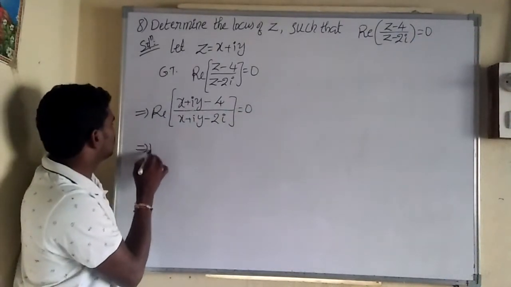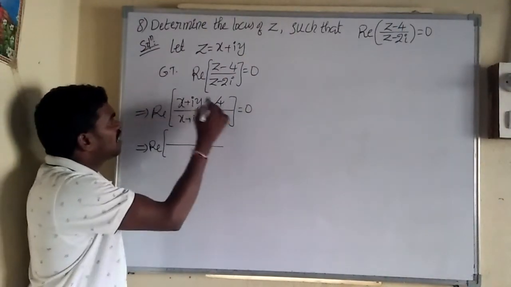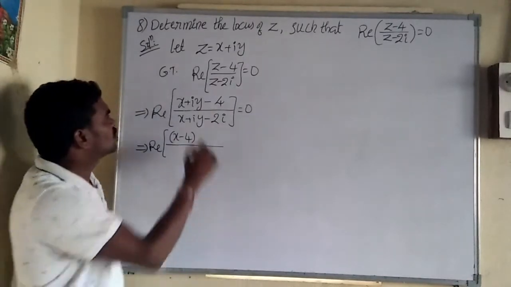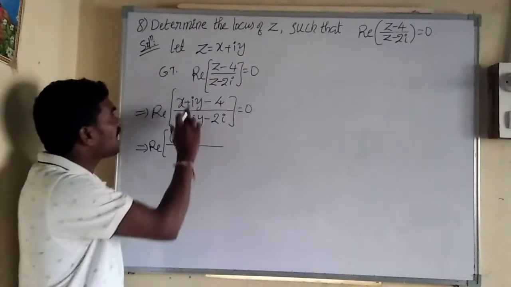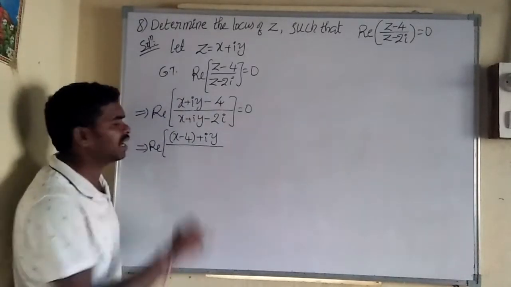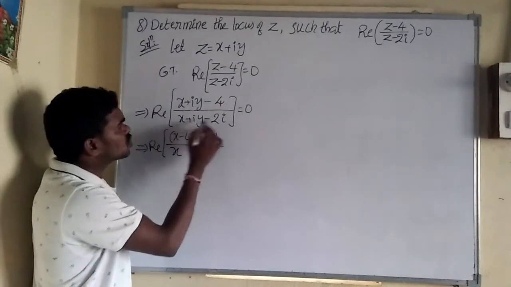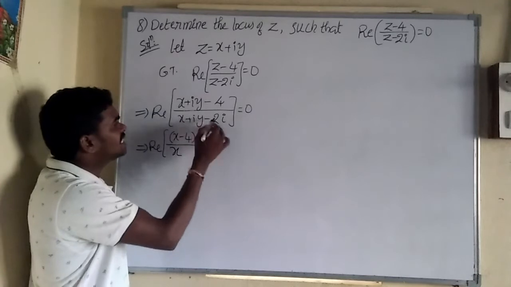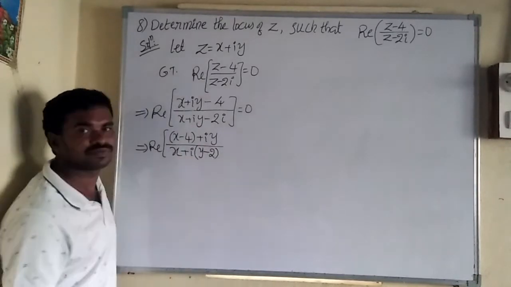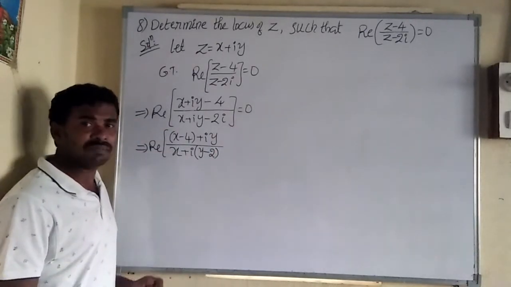That implies real part of x minus 4, because those are real numbers, and the I coefficient is the imaginary part: iy. See the denominator, x is a real part, and in these two I is common, so take out I common, the remaining is y minus 2 is equal to 0.